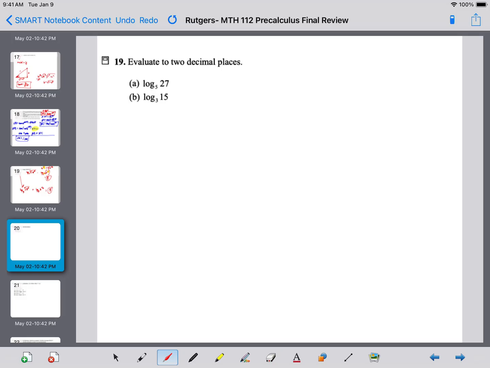Now for this next question. Evaluate to two decimal places. It really depends on the calculator that you have. On the TI-84, you could go to math. I believe not. Let's see. Math. Yeah, just go to math, log base, and then you just type in the log exactly as you see.